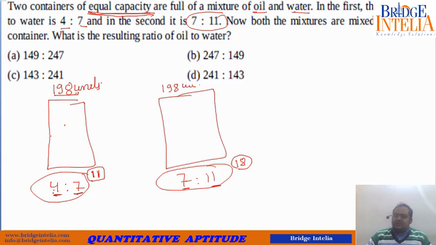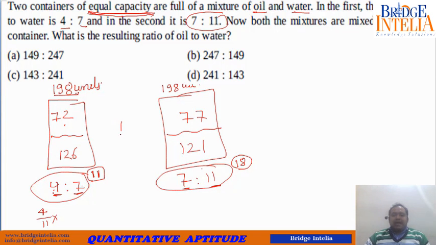So before mixing, let's find out the actual quantity of elements. So 198 divided in the ratio 4:7. So first element, 4 out of 11 parts of 198, or basically you have to multiply this with 18. So 18 fours are 72. 18 sevens are 126. Now this one you have to multiply with 11. So 77 and 121. So if you add these two, you get a completely new solution.